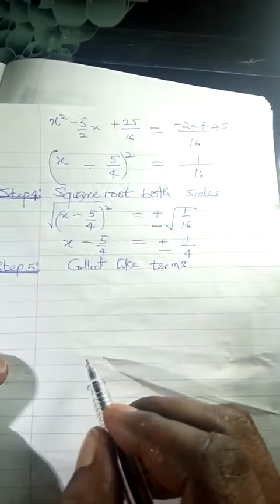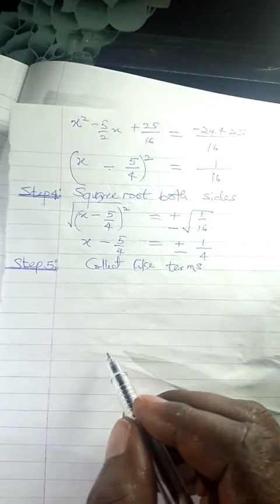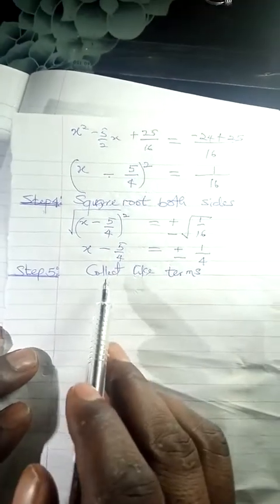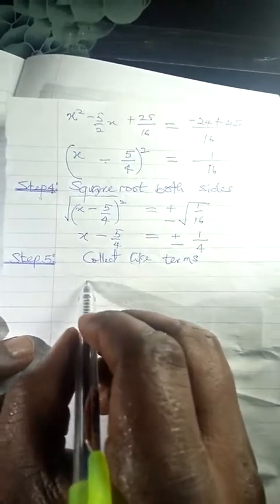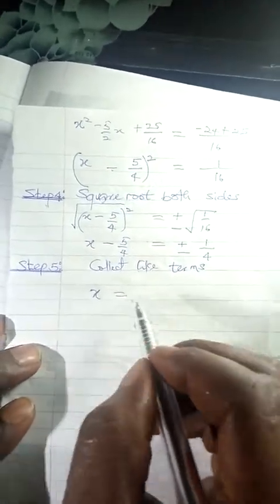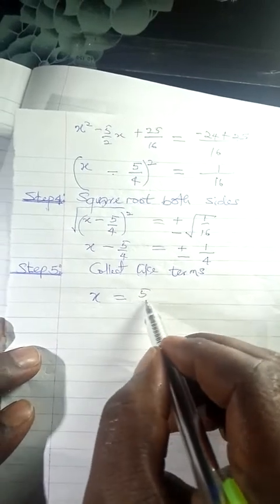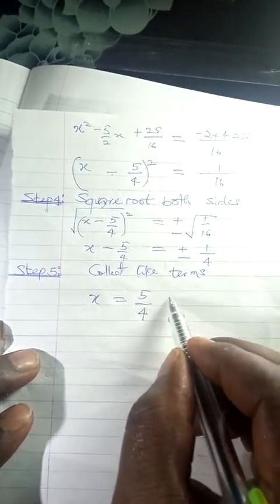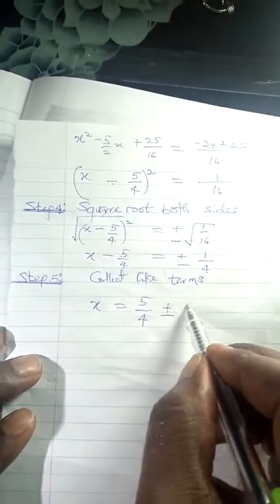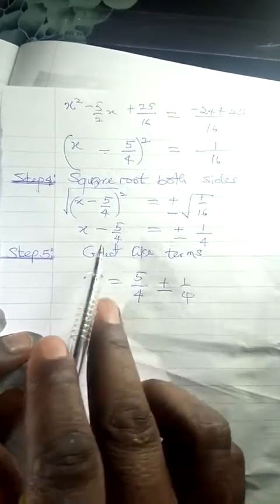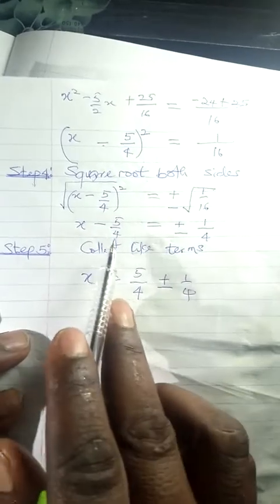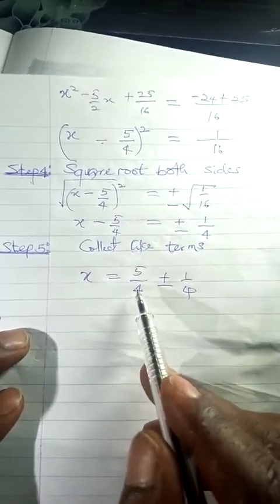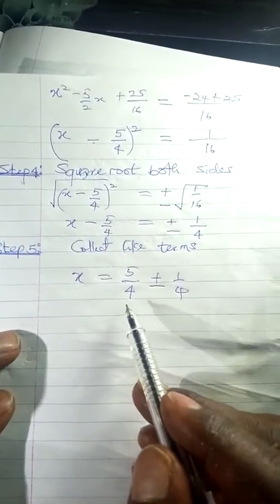Now the last step, we will collect like terms. Minus 5/4 is a constant. We move it to the right hand side. Therefore, we will have x is equal to 5/4 plus or minus 1/4. Because when the minus 5/4 moves to the right hand side, the sign will change, and that is why we have positive 5/4.